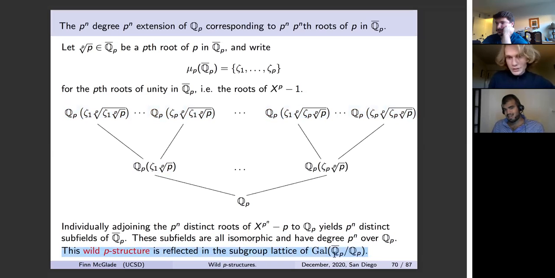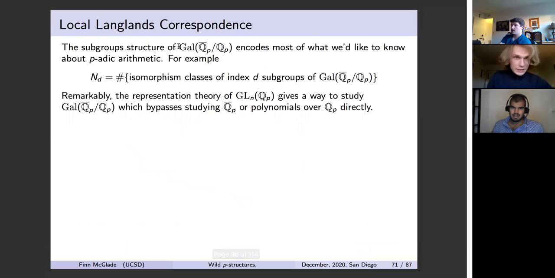In fact, this subfield structure will be reflected in the subgroup lattice of the Galois group of Q_p bar over Q_p. So this is really the invariant that we're going to be interested in. The subgroup structure of this thing is going to encode most of what we'd like to know about p-adic arithmetic. For example, these numbers N_d, I can recover just by understanding the number of different isomorphism classes of index d subgroups of this thing. So it's going to give me the numbers, but it also tells me about the subfield lattice and the number of different subfields in any given isomorphism class.